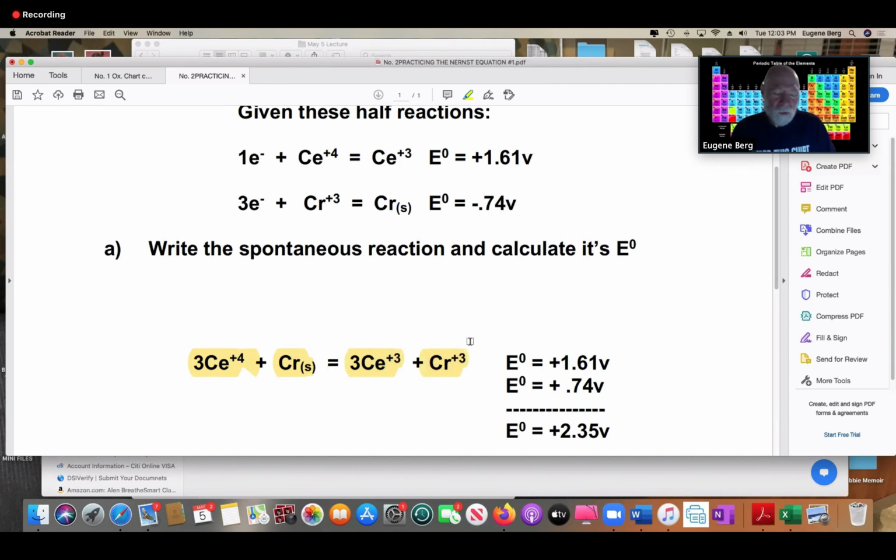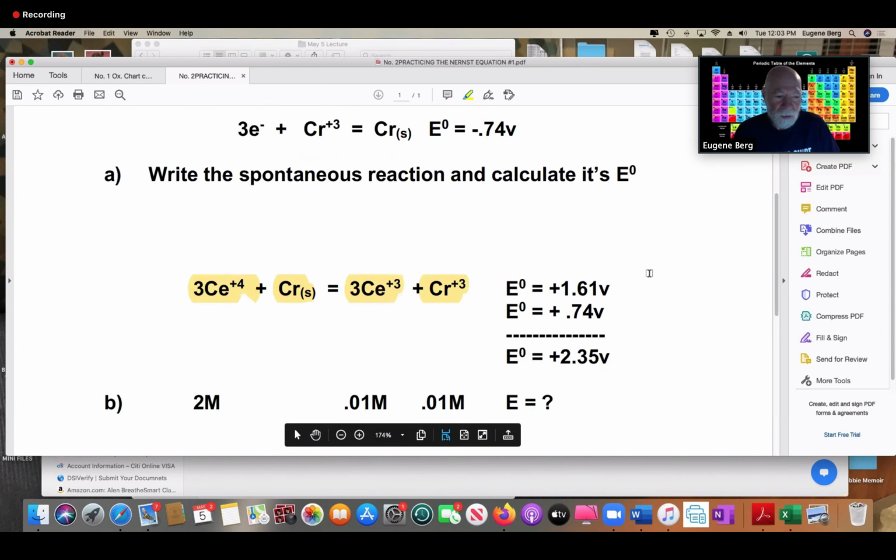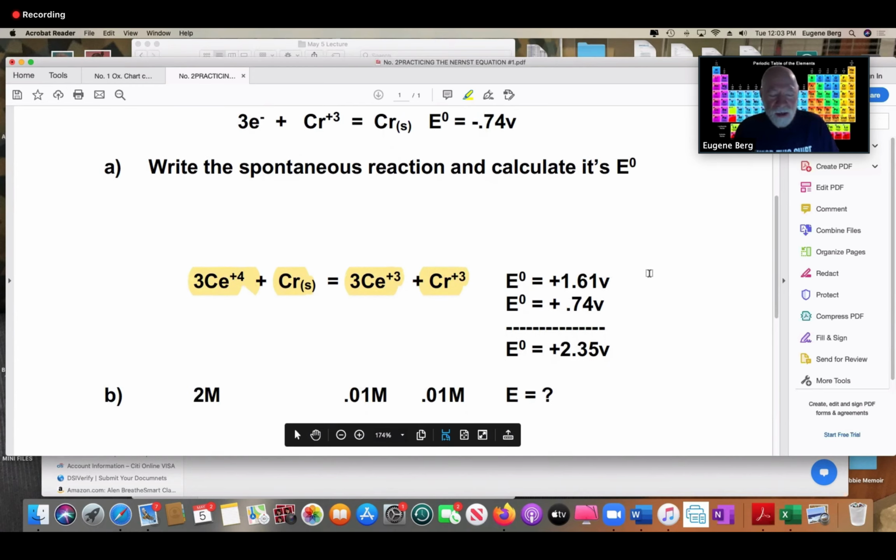Now remember, even though I tripled the half reaction, the voltage doesn't change, because voltage is push per electron, so you just blindly add the two together. You don't double or triple anything, so that would be the E0 there. Let's call that problem A. So we now have the voltage. Remember that standard voltage means everything's at 1 molar concentration.